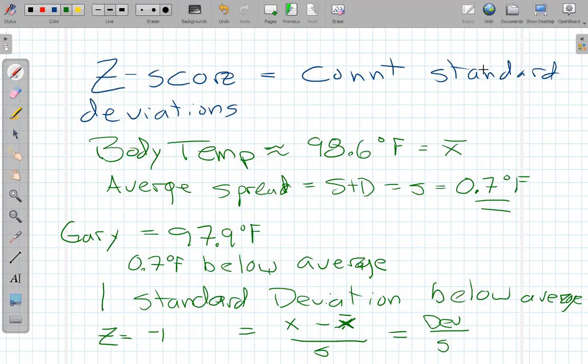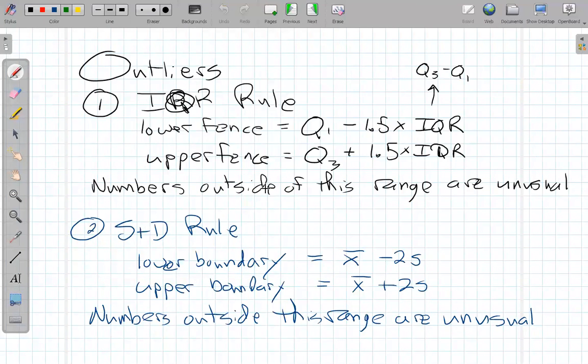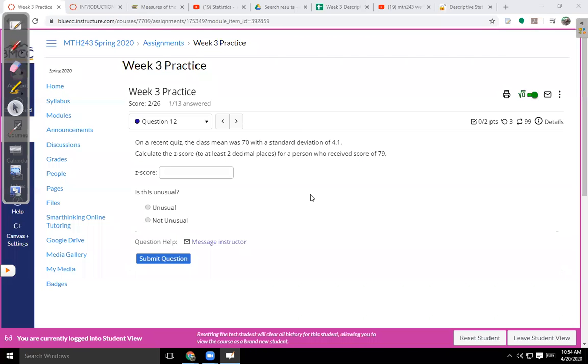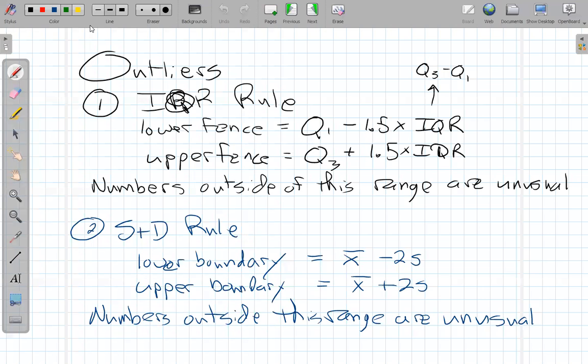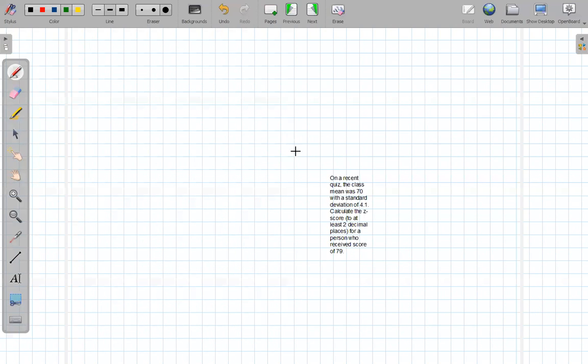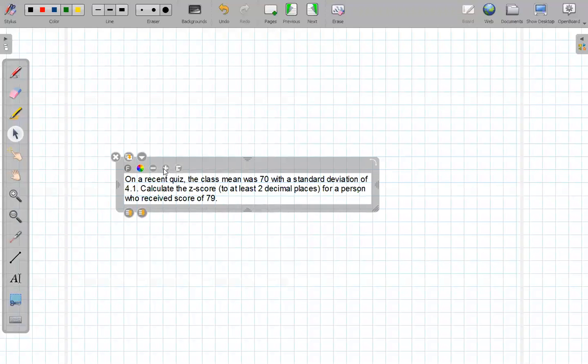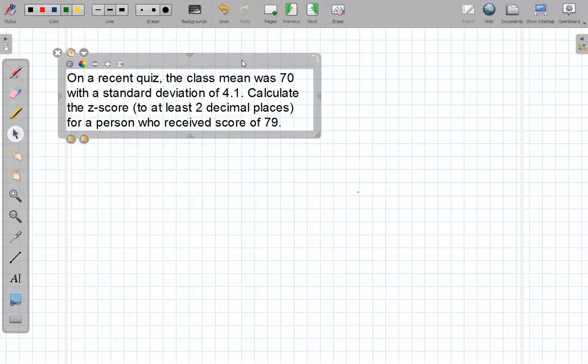And if we look back at our rule over here, somebody is an outlier, unusual, if they are more than 2 standard deviations below average or more than 2 standard deviations above average. So this problem is just asking us to take a look at that for this example. So let me highlight this and calculate the z-score. New page, paste you in, blow you up. Hopefully that's readable.